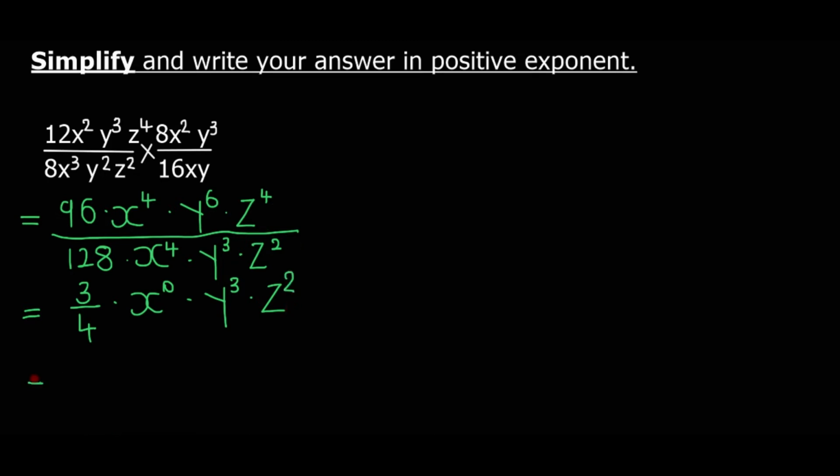And then from here, we have 3 over 4. And then x to the power 0. Any number to the power 0 gives 1. This means we have 1. And then y cubed z squared we write as it is. Remember 1 times any number is that number. So that is why we write 1. And then this is our answer.